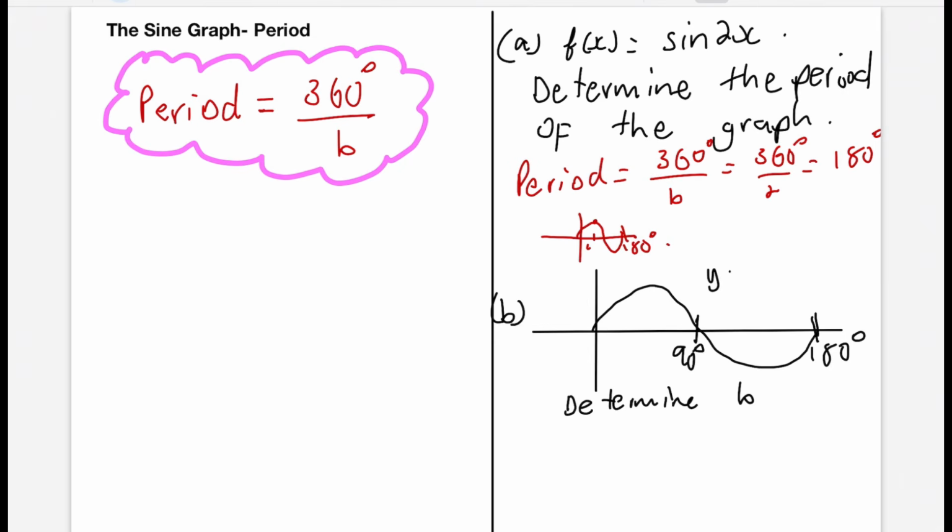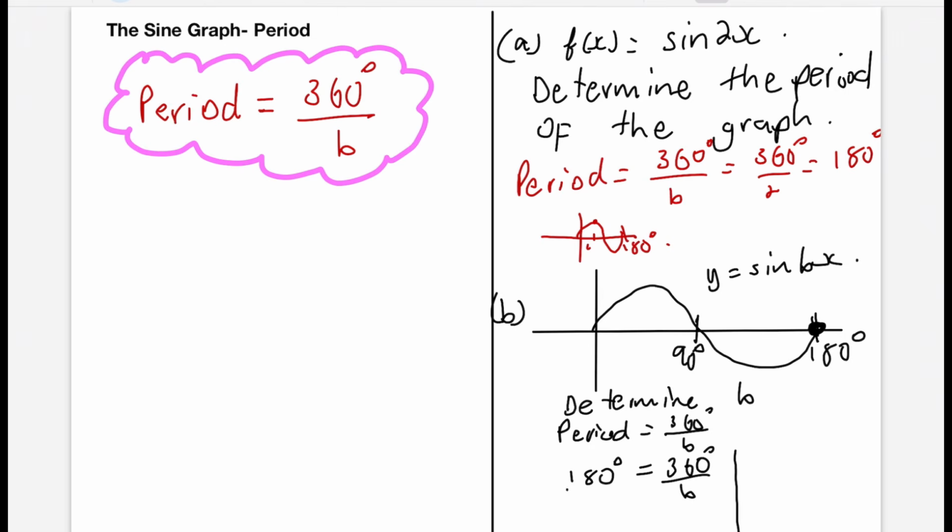So let's say this was y is equal to sine bx. We don't know the value of B. But we can see that this graph starts repeating itself at 180 degrees. That means that the period of the graph is 180. Now, since we know that the period is always equal to 360 over b, we can replace period with 180. So we now have 180 is equal to 360 over b.